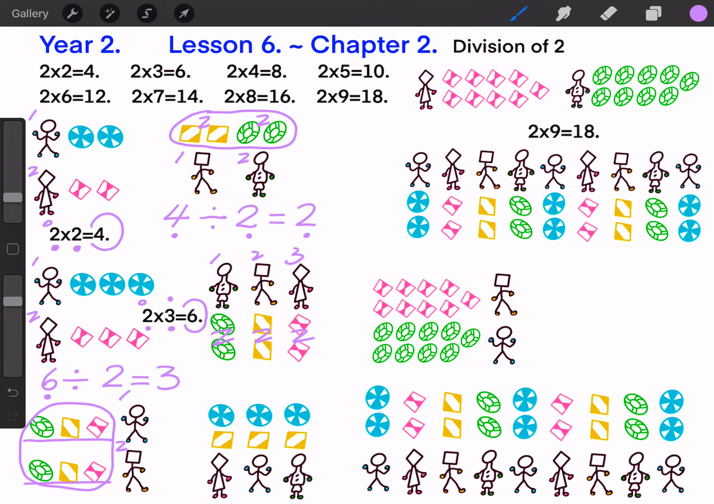6 candies distribute between 2 kids evenly. Each kid gets 3 candies.